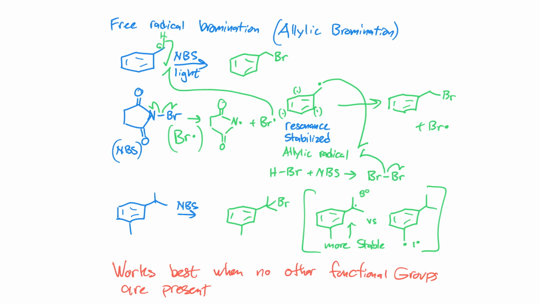And one last thing I want to point out to you, this reaction tends to work best when there's no other functional groups present. And so we prefer to use an unfunctionalized aromatic ring like I showed here or here, and that's just because NBS, HBr, and bromine radical tend to react with other functional groups in ways that we don't really want them to react. So it's best to start with an unfunctionalized aromatic ring and install a bromine using the NBS mechanism.